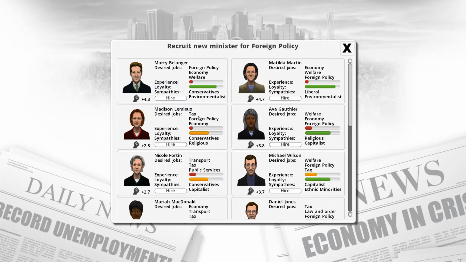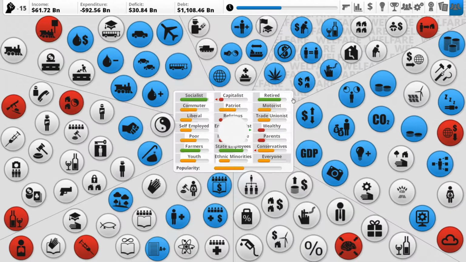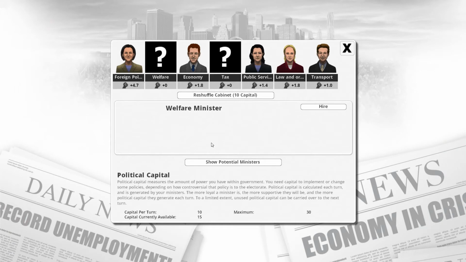Let's hire somebody for that. So we want to find somebody whose desired job is under foreign policy, but also somebody whose sympathies are in line with the kinds of things that we're trying to help. In this case, we've done a lot with the liberals and also the conservatives. So either of these two people would be good. I'm actually going to hire her because it's 4.7. It's just a higher number.